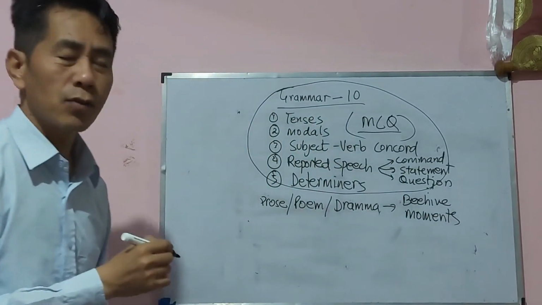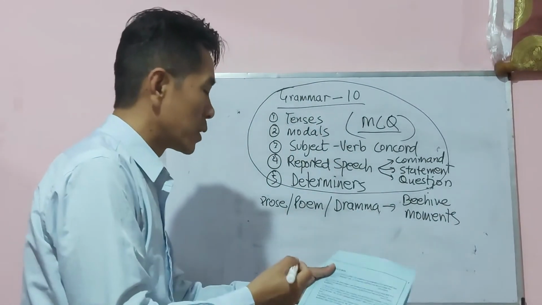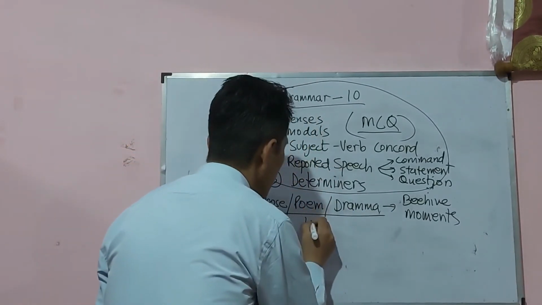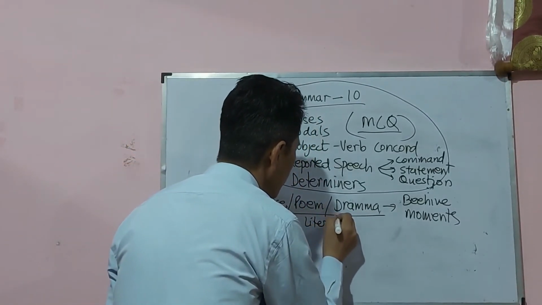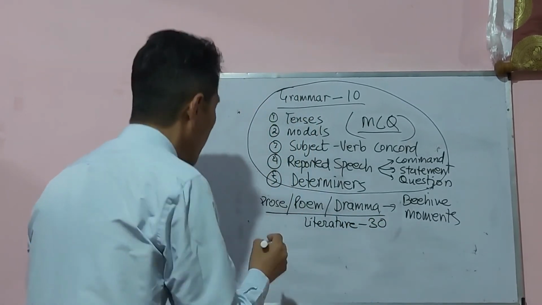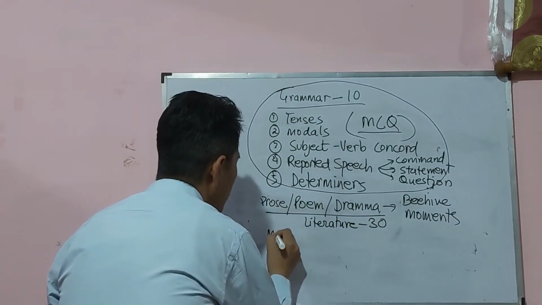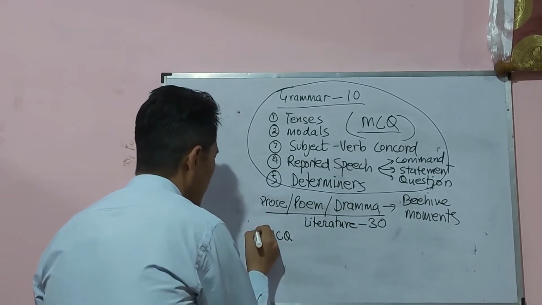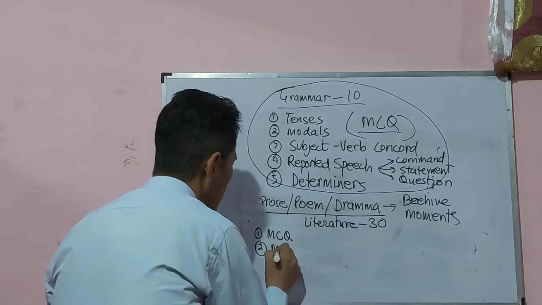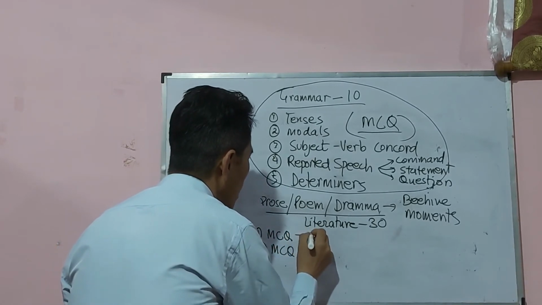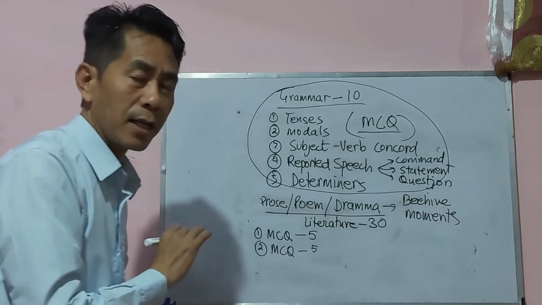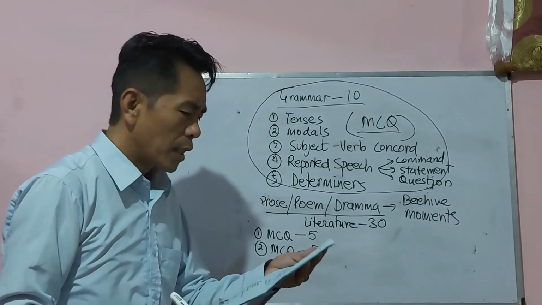Understood? Now let us try to study the mark distribution of the literature. Literature has got 30 marks. First, there will be MCQ questions. There will be two types of MCQ questions, and it carries 5 marks. It carries 5 marks, 10. So that is the thing.